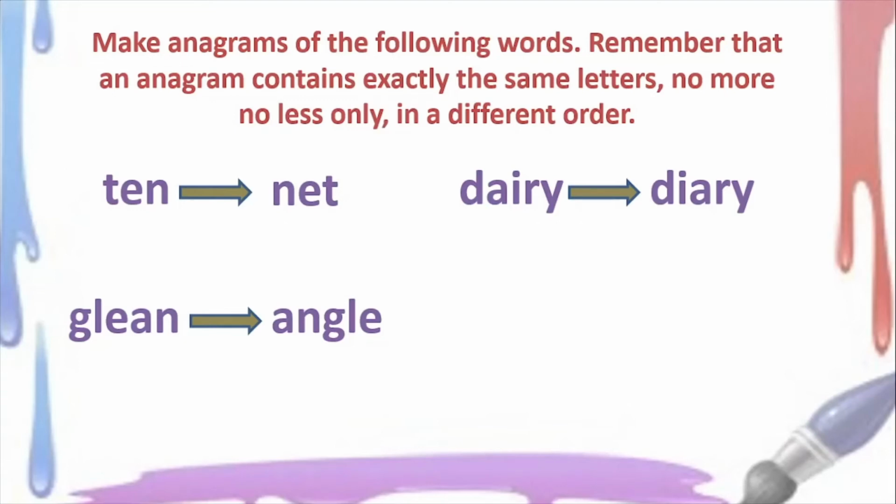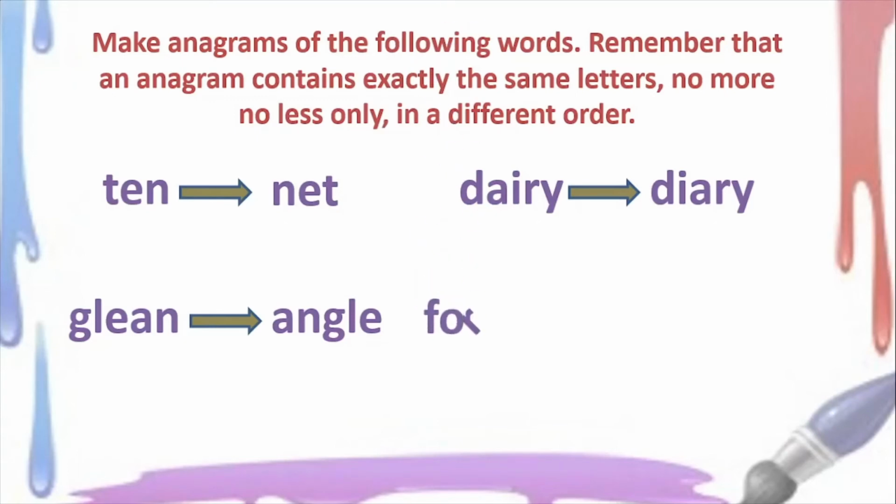And what does glean mean then? Glean means to collect something after the main harvest. So to collect whatever is left behind after the main harvest. So this is a word which is used usually when you talk about fields and when you talk about agriculture, etc. An angle, we already know what angle is. Angle means it is a kind of a figure which we study in geometry, which is made up of two rays.